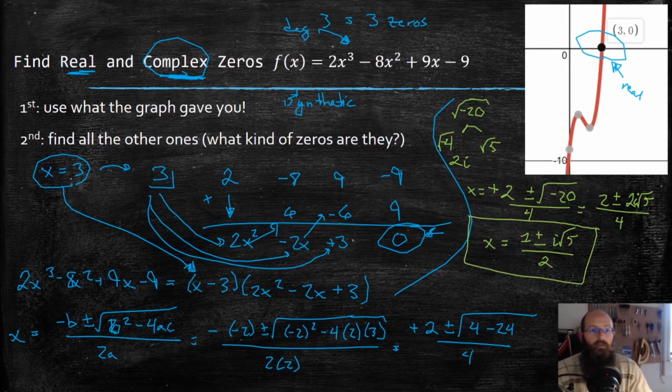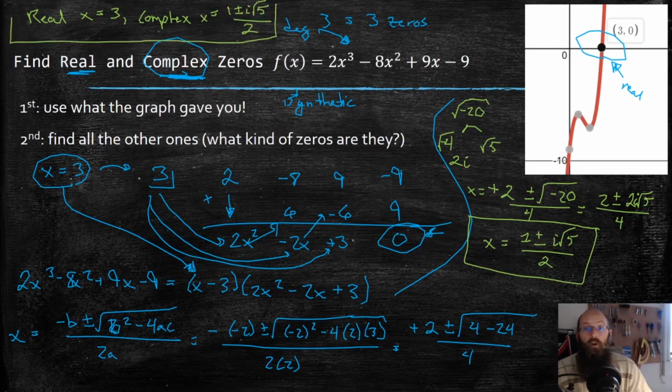I have a real 0 at x equals 3, and I have complex roots, and I'm writing this up in the top left. Complex is x equals 1 plus or minus i times the square root of 5 over 2. Those are all of my roots.